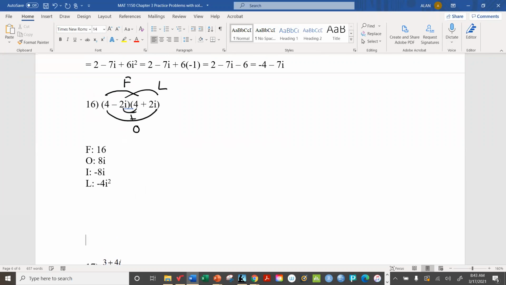All right, so when we bring these together, we'll have 16 plus 8i minus 8i minus 4i squared, or 16 minus 4i squared. And of course, that i squared can be replaced with negative 1. Oh boy, that's simple. That all turns out to be 20. How do you like that? No complex numbers at all, no imaginary numbers. It's just 20.